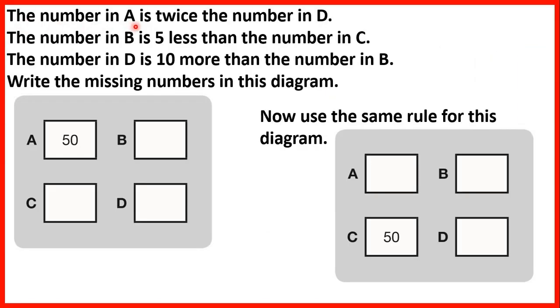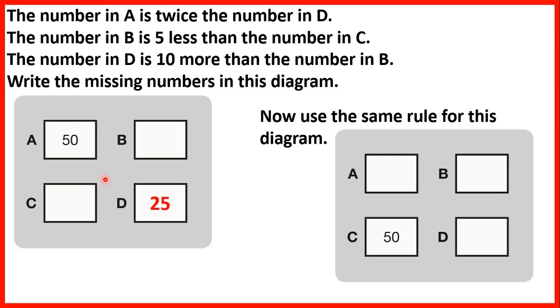The number in A is twice the number in D. The number in B is 5 less than the number in C. The number in D is 10 more than the number in B. Write the missing numbers in this diagram. So we're told that A is 50, so let's look for a sentence where A is mentioned. A is in this first sentence, and we're told that the number in A is twice the number in D. So half of 50 is 25, which means the number in D must be 25.